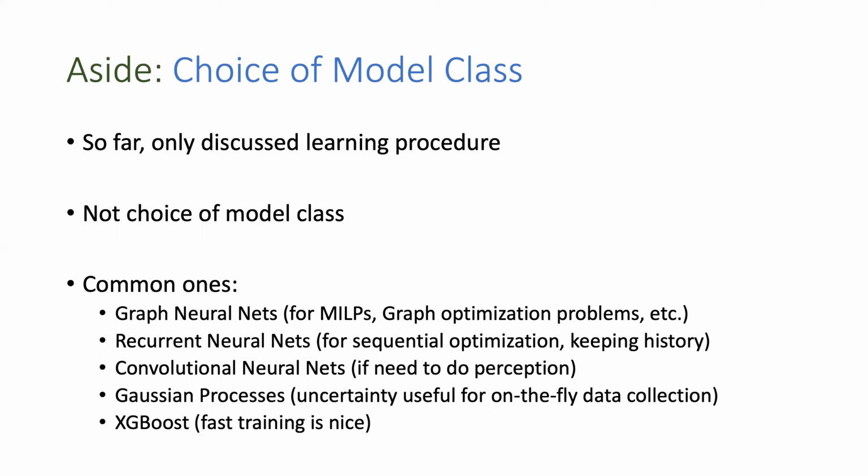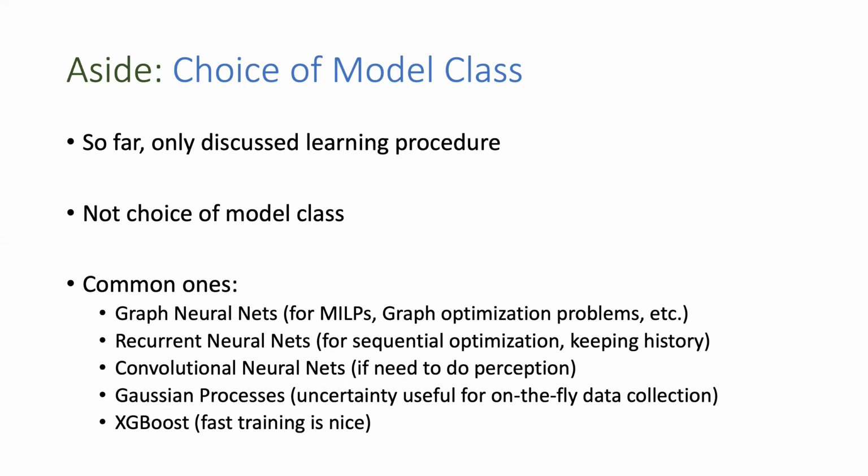Graph neural nets are very popular for things that look like graphs. So for mixed integer linear programs, the graphs are the integer variables and their constraints. So graph optimization problems all can be solved well using graph neural nets. So the model class is instantiated using a graph neural net. If you're doing sequential optimization, you want to keep history. So if you want to implicitly learn, let's say, a momentum term, you could use a recurrent neural net like an LSTM for sequential decision making.